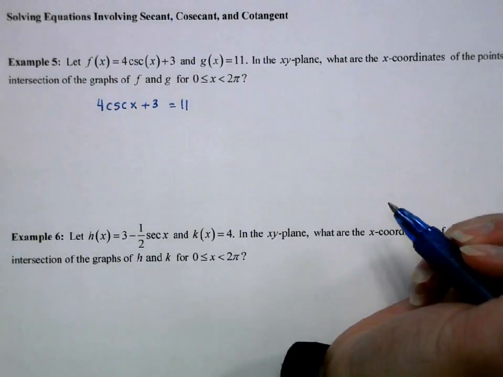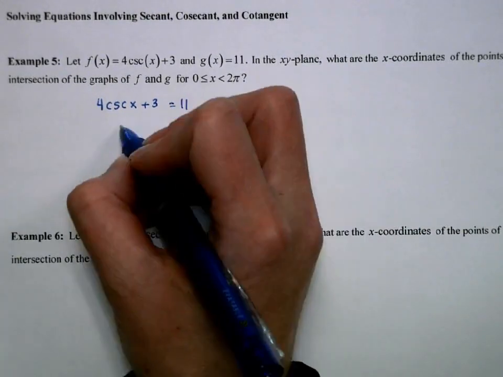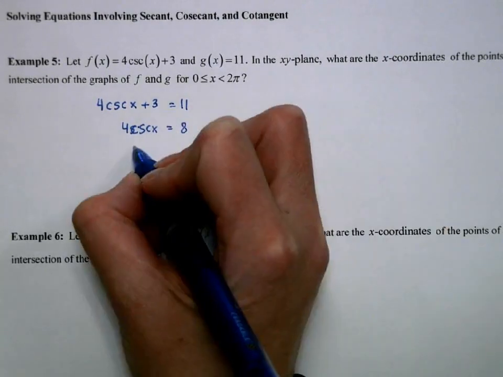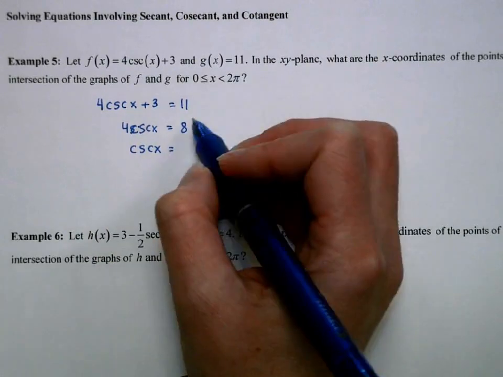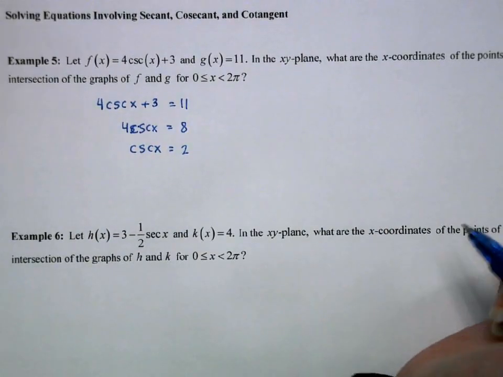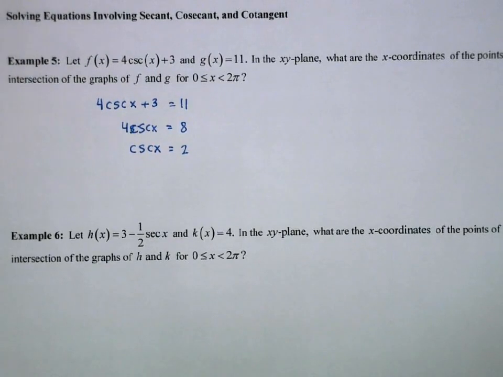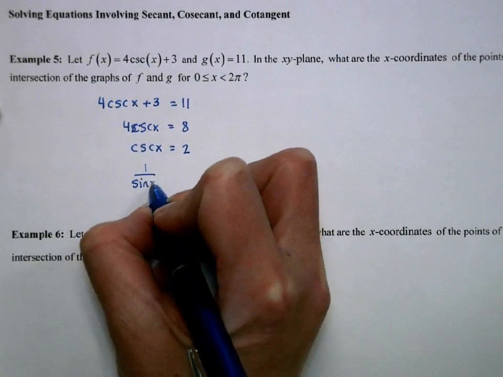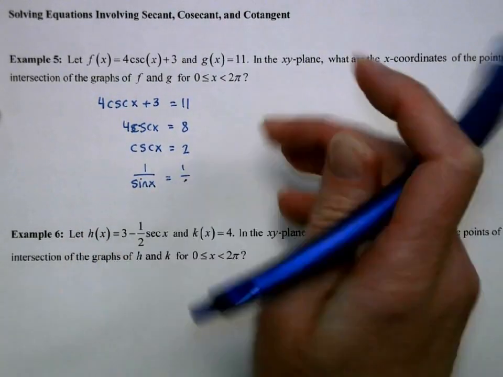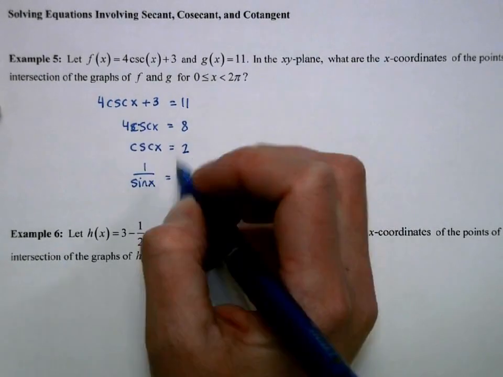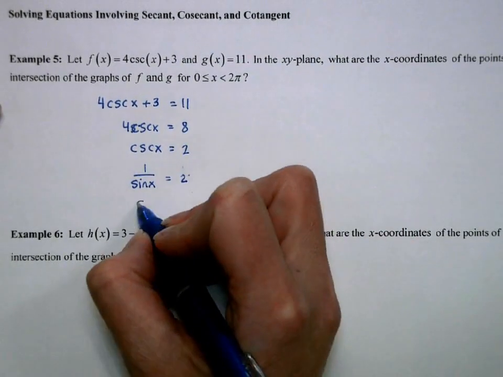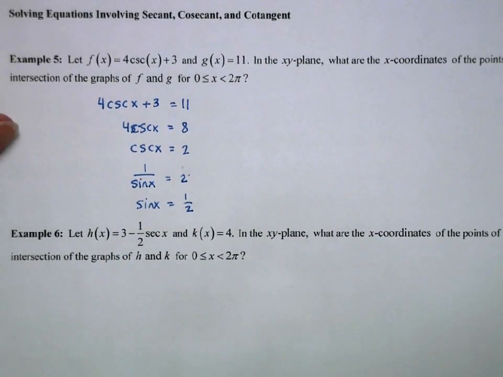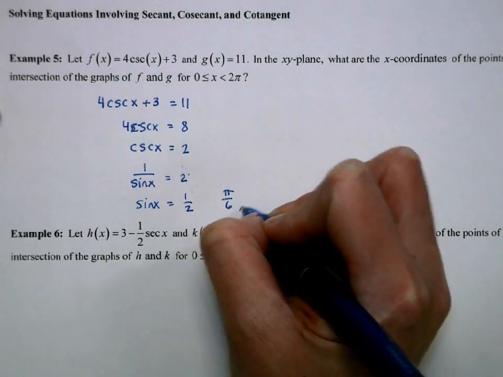So this starts off nice, easy Algebra 1 style. Subtract 3 and divide by 4. Okay, so cosecant, we're just not as comfortable with that or as familiar with that as we are with its reciprocal, which is sine. So cosecant is equal to 1 over sine. So I'm looking for where sine of x is equal to 1/2. Between 0 and 2 pi, that's going to be at pi over 6 and 5 pi over 6.